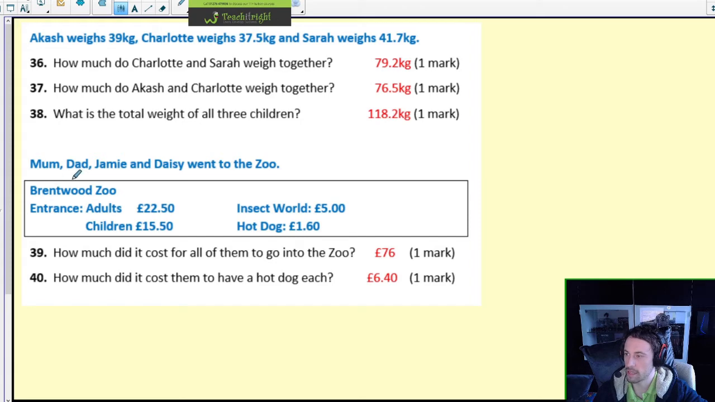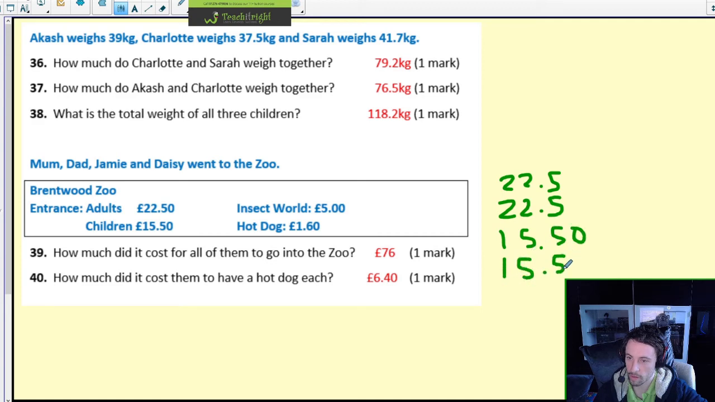So Mum, Dad, Jamie and Daisy went to the zoo. It's Brentwood Zoo, and here are the prices. So how much did it cost for them all to go to the zoo? Well, there's 2 adults, Mum and Dad, so it's going to be £22.50 twice, one for each of them. And to that, we're going to add the cost of 2 children. So it's going to be £15.50 plus £15.50. And that totals 76.